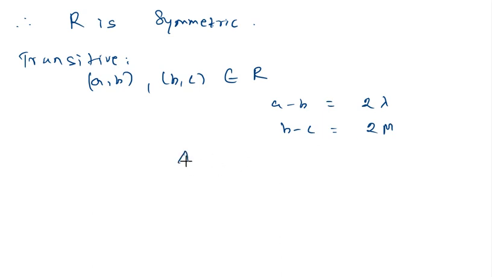So when we add these, what do we get? Minus B plus B cancels. A minus B is 2 lambda, and 2 into lambda plus mu is divisible by 2. This is not B, here C is there. So A minus C is divisible by 2.